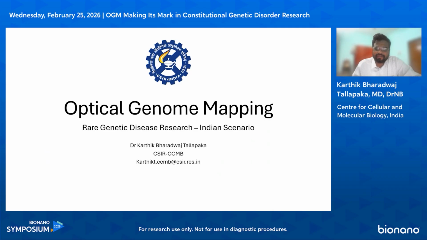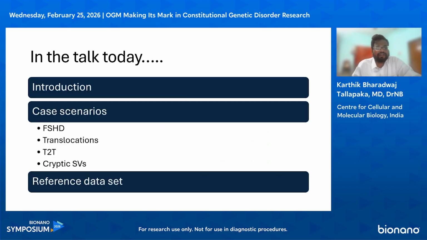In this talk, I would briefly take the audience through an introduction for the uninitiated, speaking about the technology and how it works, and then describe our experience in various case scenarios like FSHD, translocations, and then cryptic SVs, highlighting the utility of Bionano in solving these complex genetic variations. And at the end, we'll briefly talk about the reference data set that we are generating for structural variants in our population.